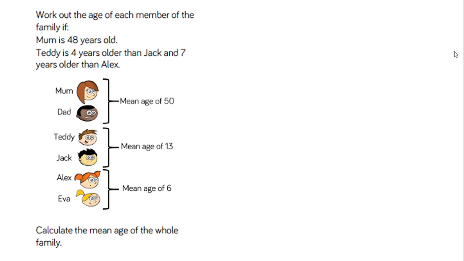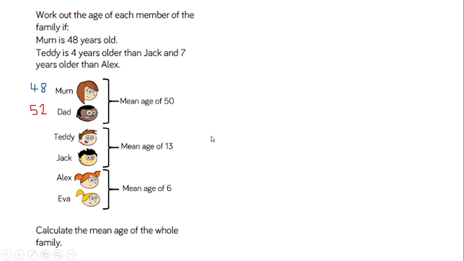Right, okay, so work out the age of each member of the family. Mum is 48 years old, Teddy is 4 years older than Jack and 7 years older than Alex. Now we've got the means of the pairs of people. First thing I know is that Mum is 48, so I'll write that down. It says that the mean age of Mum and Dad is 50. So if Mum is 48, then she's 2 less than 50. So in order to make the mean 50, the total has to be 100 because it's 2 lots of 50. So what do I add to 48 to make 100? Well, I add 52. So Dad must be 52.